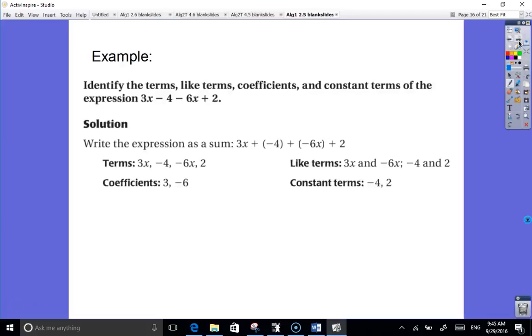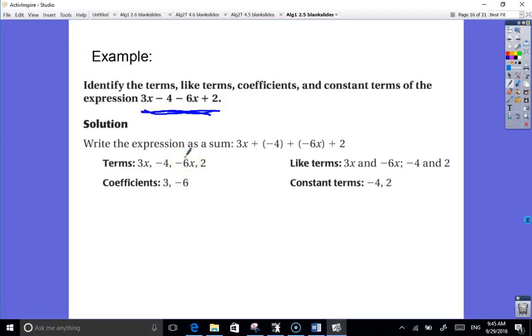You have to read the directions. The directions say identify the terms, the coefficients, and the constant terms. So in this expression right here, how many terms do you see? 4, because they're separated by 2 minuses and 1 plus. That makes a total of 4 terms. So what are the terms? They've already done it. It's 3x, negative 4. The term is not 4, it's negative 4 because of the minus in front. Then negative 6x and 2. So 4 terms, and just write them down.